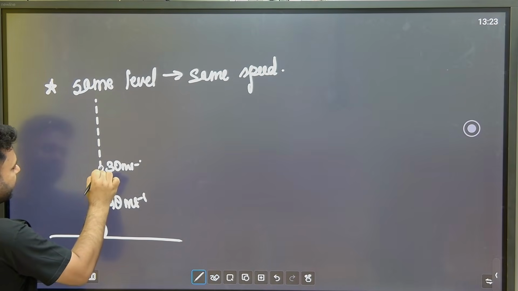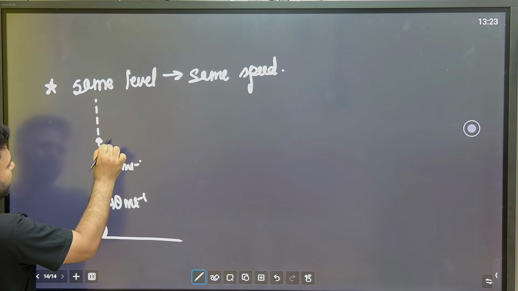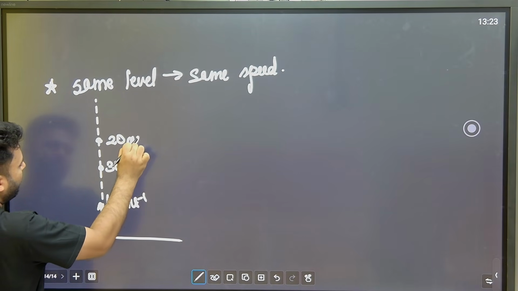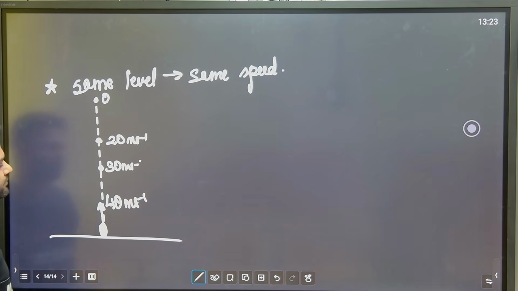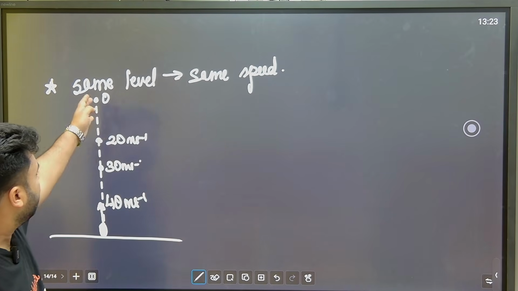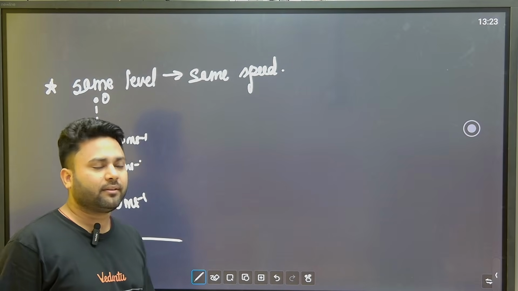Suppose at this point 30, at this point 20. And finally here speed becomes 0. Same level, same speed. What does this mean?